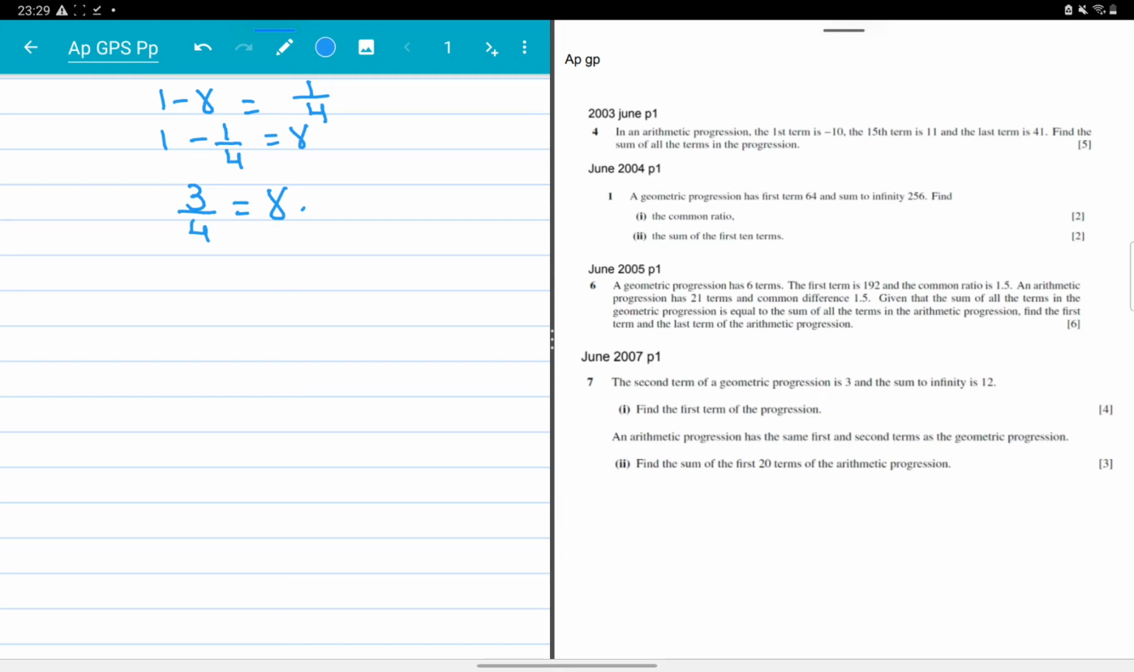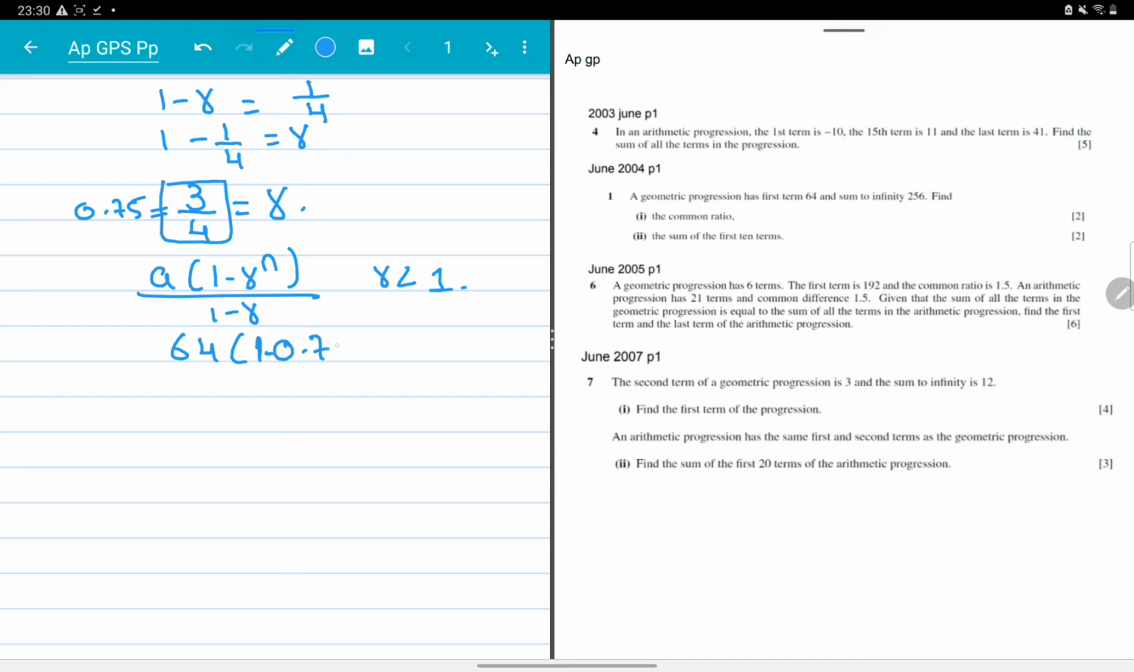Okay, so now let's see. If we use the formula a times (1 minus r to the power n) over (1 minus r), we are using the formula in which the common ratio is less than 1 for the sum. Now we have the first term. I am making this fraction into a decimal for my own convenience. So 0.75, and we have to find the sum of 10 terms, so power 10. So 1 minus 0.75, so our final answer will be 241.58. This will be the sum of the GP for 10 terms.